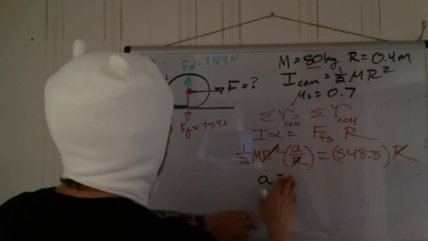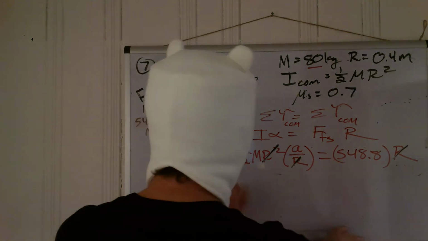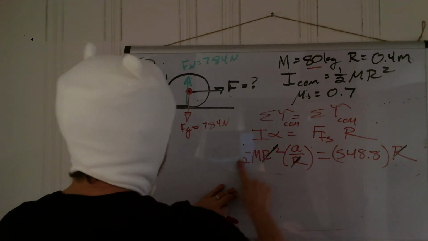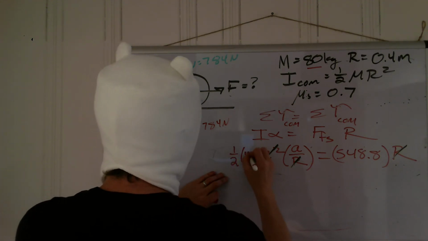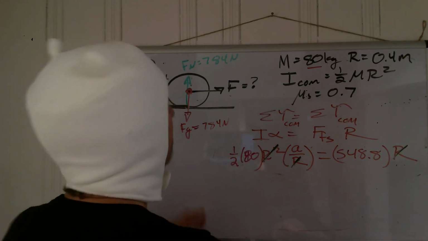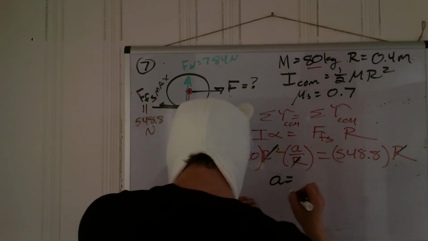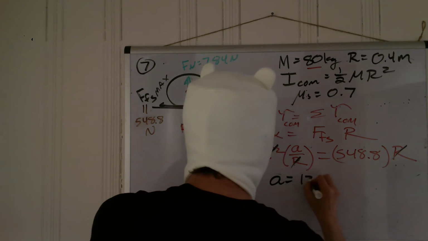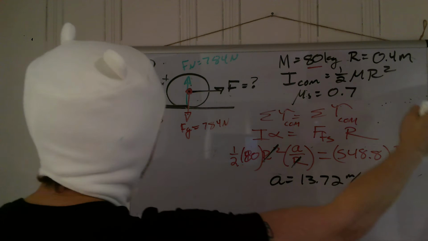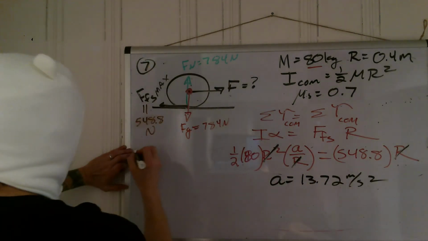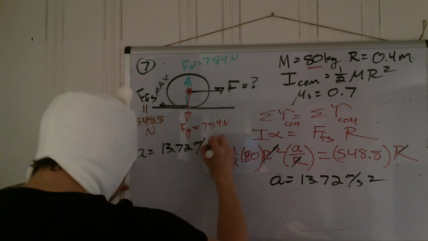Oh, shoot, I know mass, don't I? So I could have... Here. This 1/2 m here should have been 1/2 times 80. Right? So now you can solve for your acceleration. And it actually ends up being a really big acceleration. You end up getting 13.72 meters per second squared. So that's the largest acceleration we can give this thing such that it still rolls. All right, so our acceleration is going to be 13.72 meters per second squared.